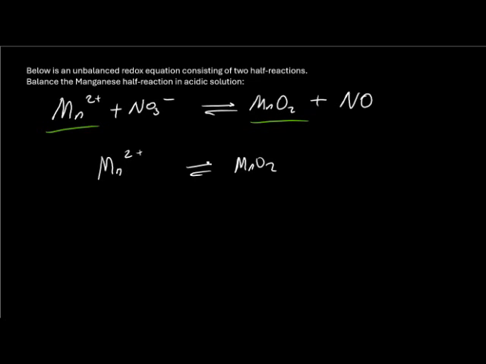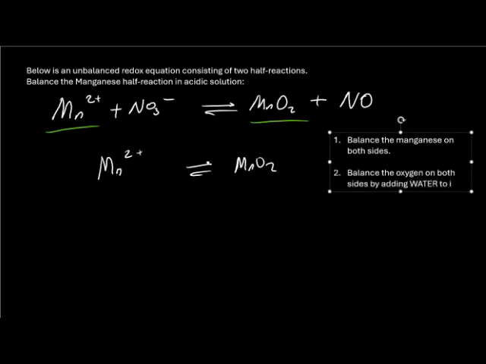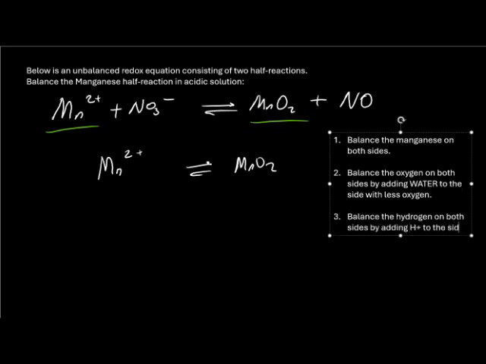In order to balance this, there are four tasks we have to accomplish. First task is to balance the manganese on both sides. Our second task will be to balance the oxygens on both sides by adding water to whichever side has less oxygen. The third step will be to balance the hydrogen on both sides by adding H+ to the side with less hydrogen. The fourth step will be to balance the charges by adding electrons to whichever side has the more positive charge.